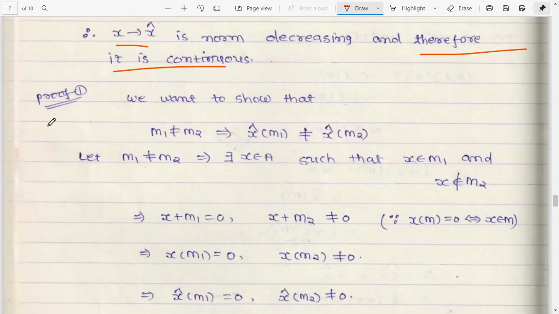Now we prove the first property. We want to show that m1 is not equal to m2 implies x cap of m1 is not equal to x cap of m2. So let m1 is not equal to m2. There exists x belongs to A such that x belongs to m1 and x does not belong to m2, because m1 is not equal to m2.